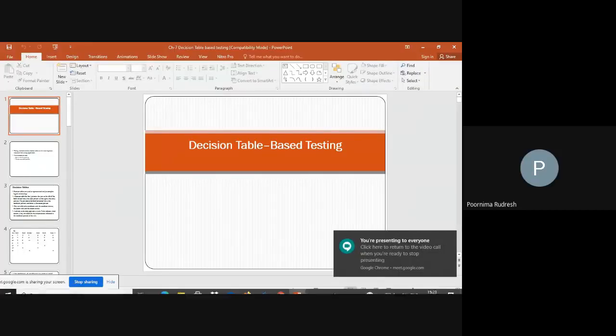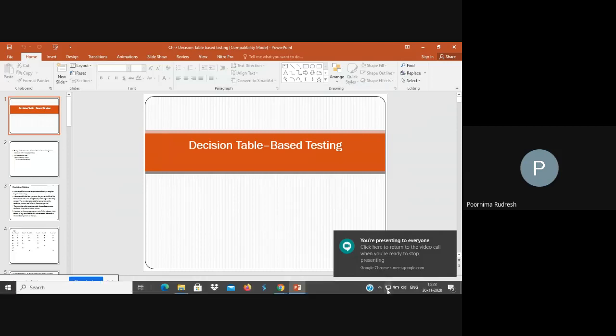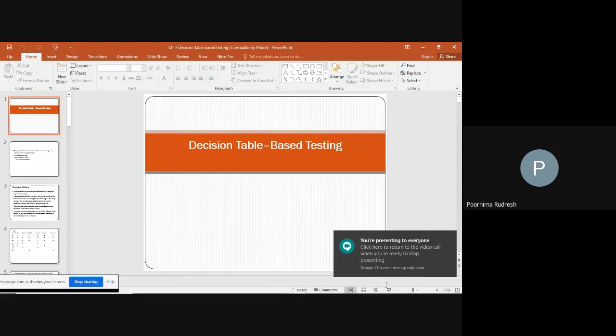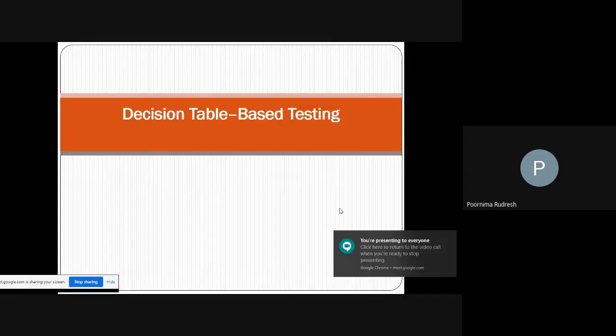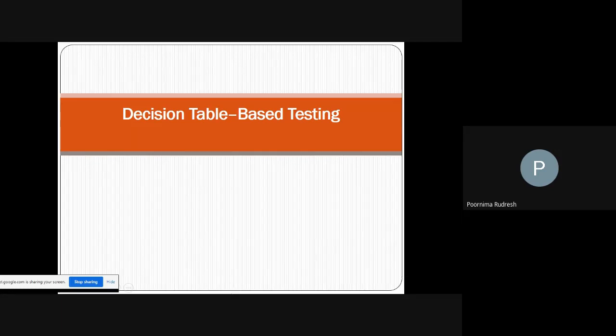Slides are visible, right? Yes. Gaurav, slides are visible, right? Hello. Suraj? Yes, Suraj, ma'am. Okay, visible. It's visible, right? Okay, I'll start.